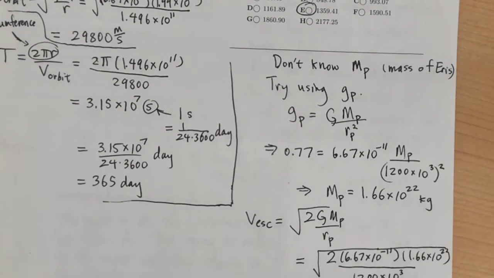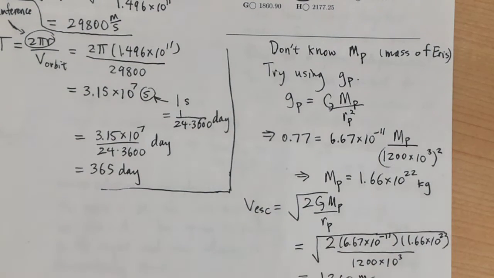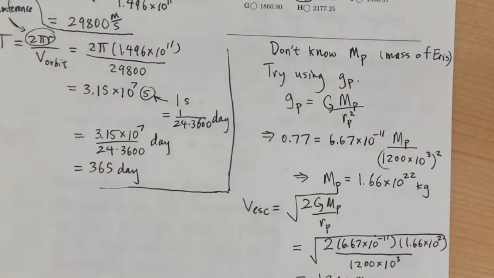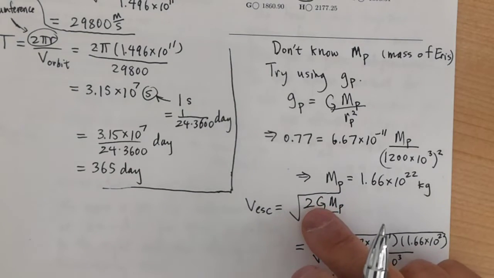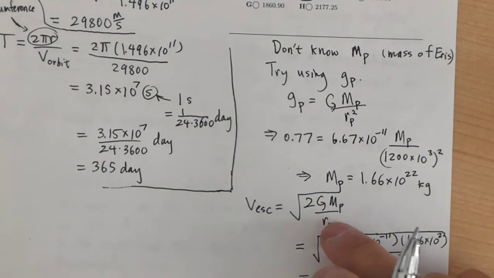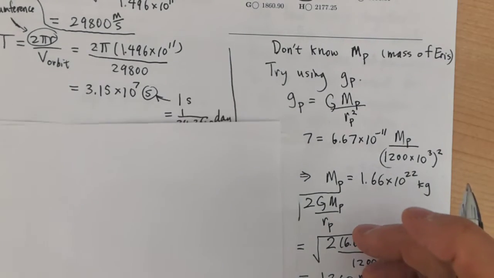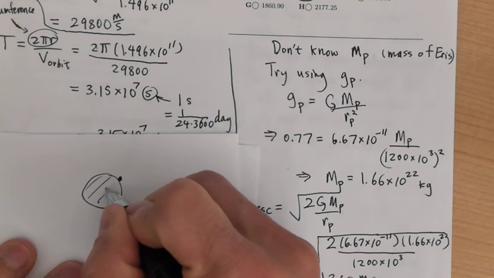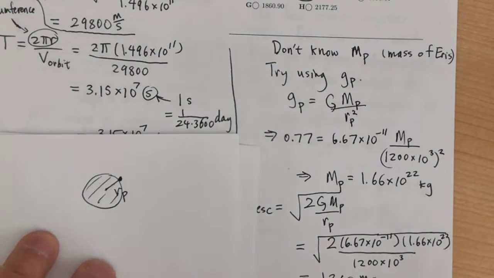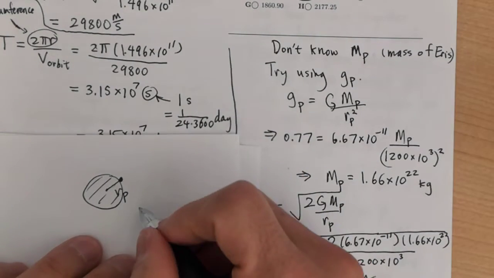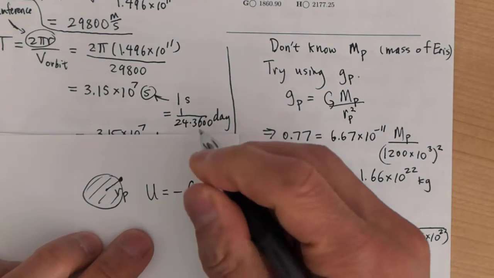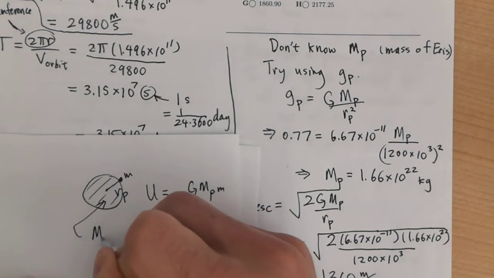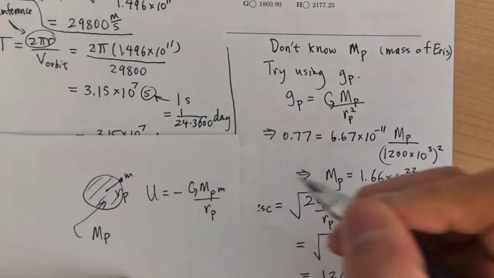The formula for the escape speed starting from the surface of the Earth, or the surface of any planet, is the square root of 2 G M_P over R_P, where R_P is the radius of the planet. If you're wondering how that's derived, here's the surface of the planet, you're at some radius R_P, and the potential energy is minus G times the mass of the planet times the mass of your object, over R_P.